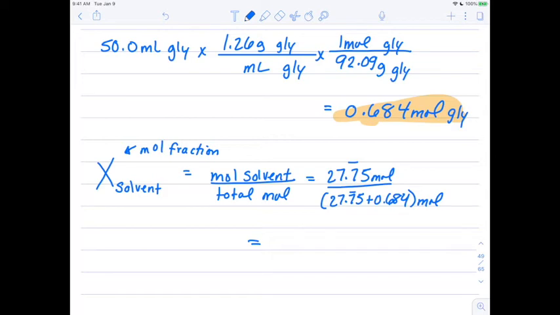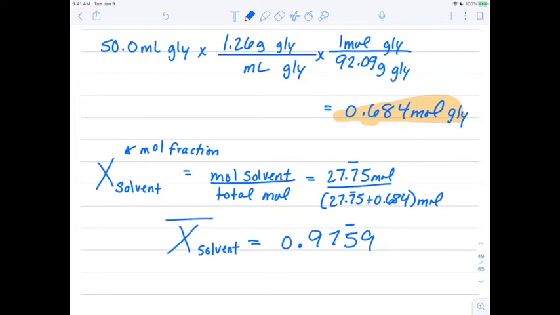So 27.75 divided by 27.75 plus that 0.684, and to 3 sig figs, or actually let me write it out as 4 for now, and we will cut our sig figs down later. Looks like 0.9759, and this is the mole fraction of the solvent.